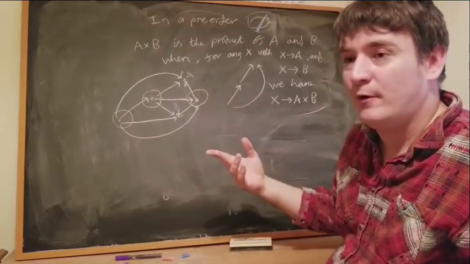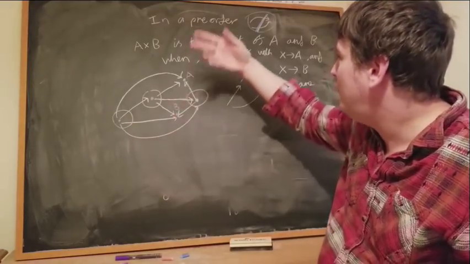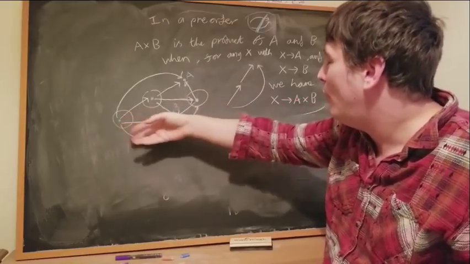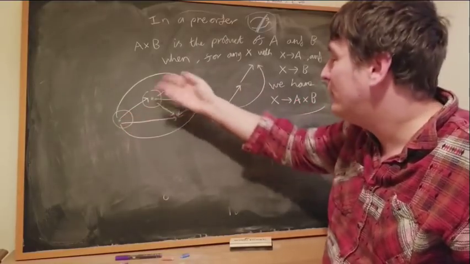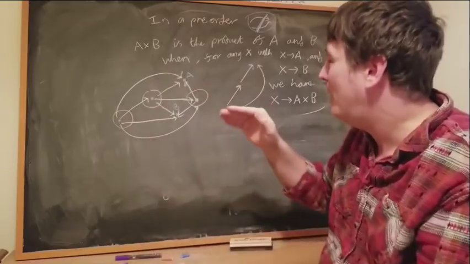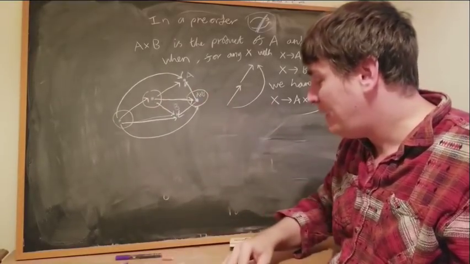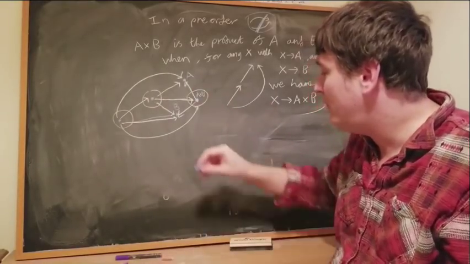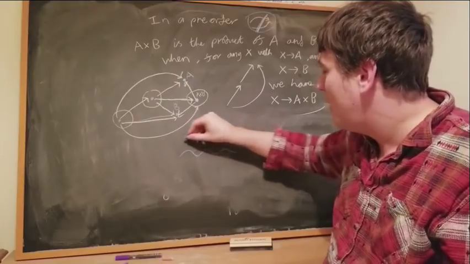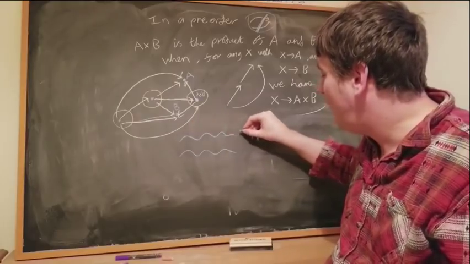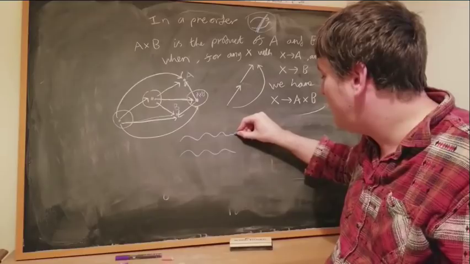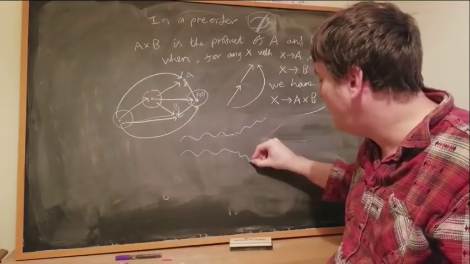And because this is a preorder, there's only one arrow into it from any of these other candidates because there are no parallel arrows. But anyway, this gives us a rather nice visual way to think about what a product is, at least in this context.